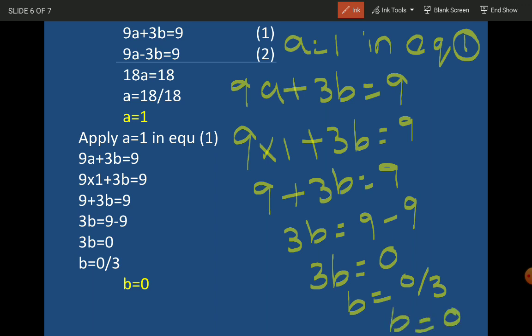They asked us to find a and b. So a is equal to 1, b is equal to 0. By giving two equations, we solve and find out the a value and b. So a is equal to 1 and b is equal to 0.